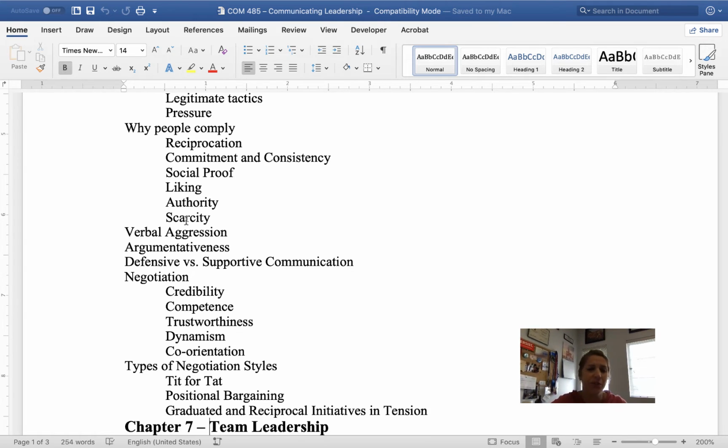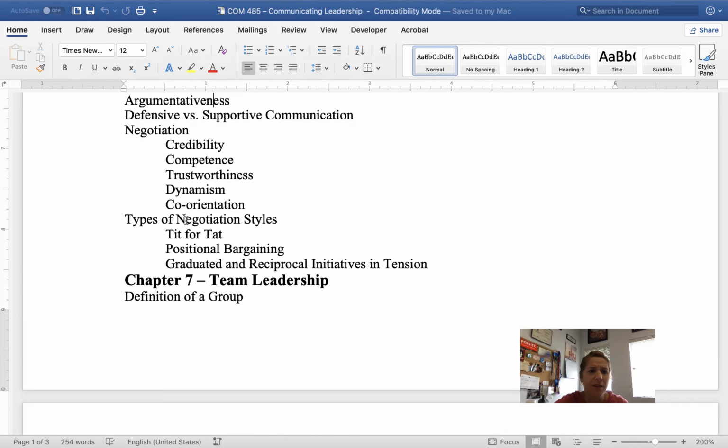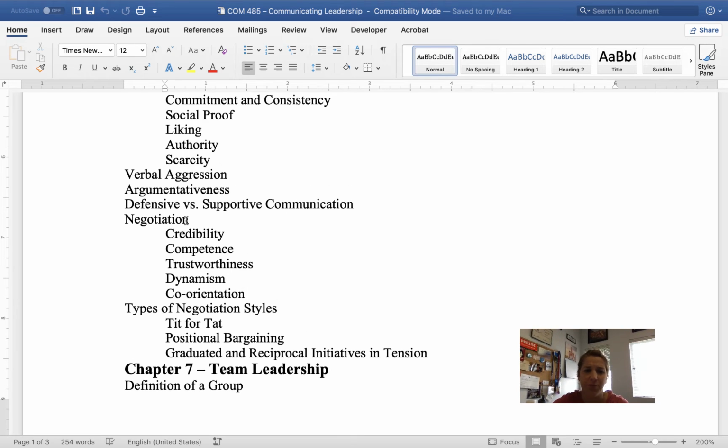Coming into verbal aggression, argumentativeness are two types of communication. Verbal aggression, we say, attacks the person. Argumentativeness is about the argument. And I don't know if I ask you too much about that.